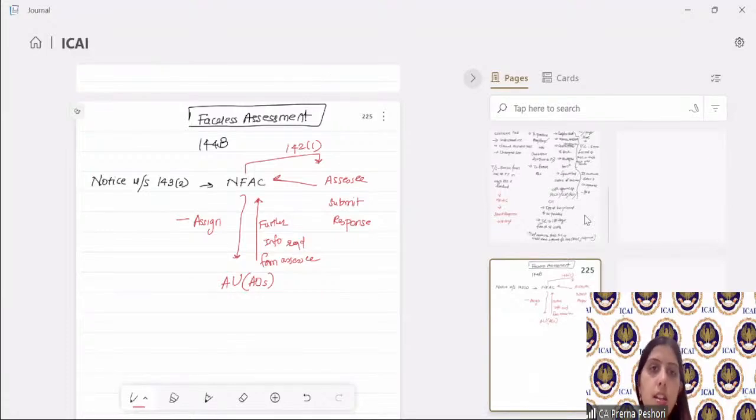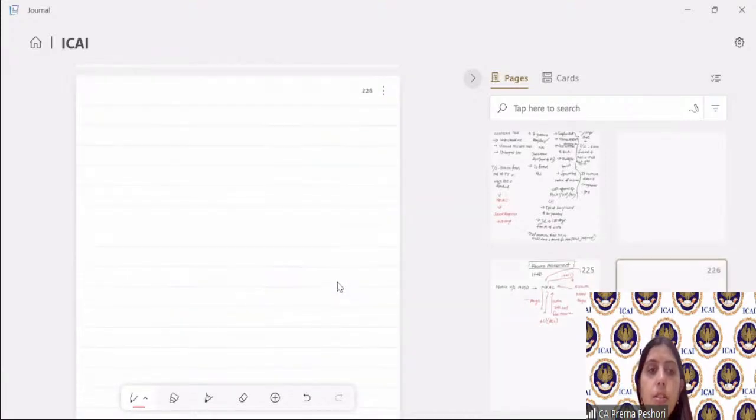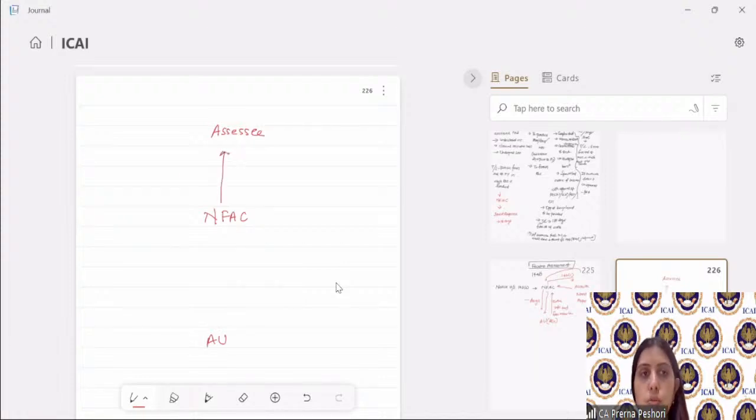Assessee will submit the response to NFAC, and NFAC will then forward it to the assessment unit. So are you understanding? What is happening here is that NFAC is going to be a central point between the assessee and the AUs.